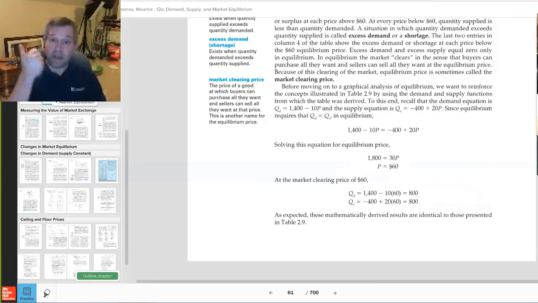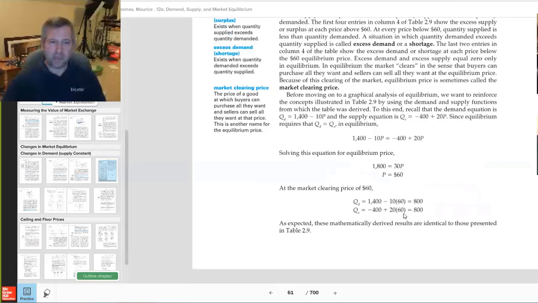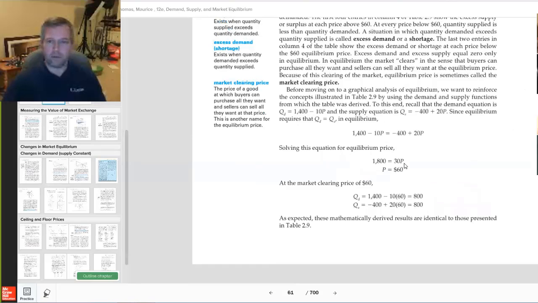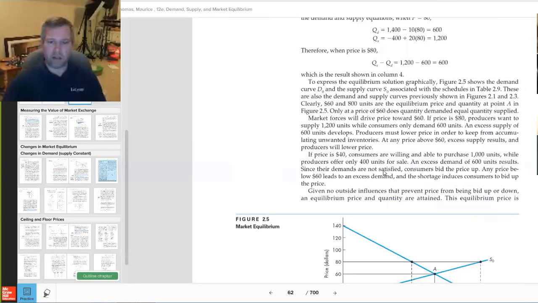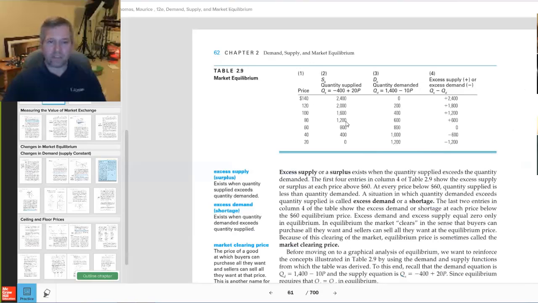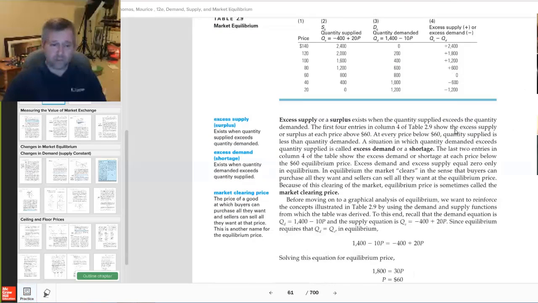You can figure it out algebraically the way they did here on page 62. You can figure it out graphically the way they did on page 63. Or you could figure it out in a table, how they did at the top of page 62. I can see here, when the price is 60, the quantity supplied is 800 and the quantity demand is 800. So there is neither excess supply nor excess demand here. So there are a lot of different ways you can solve these questions.